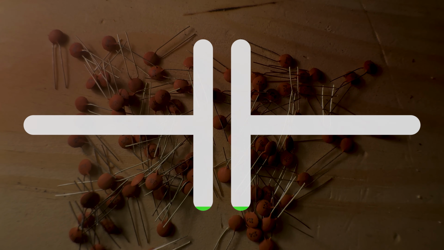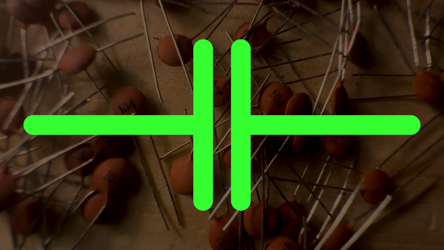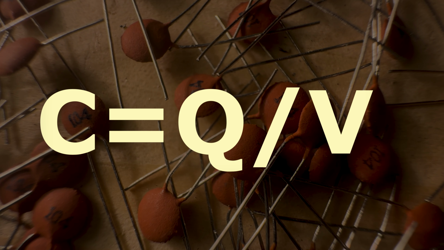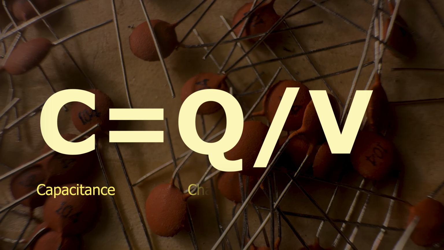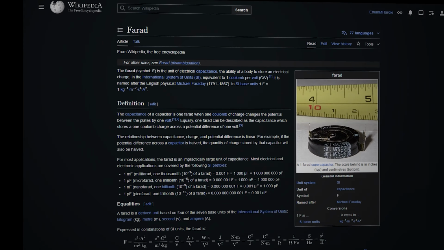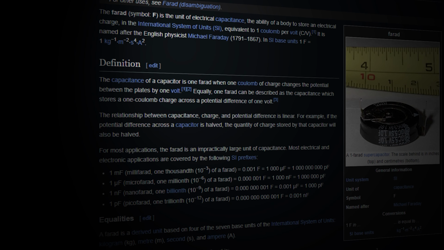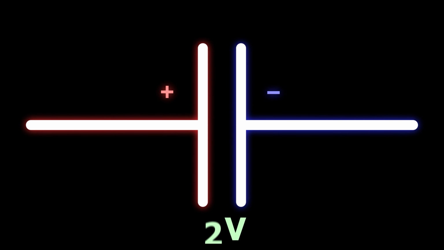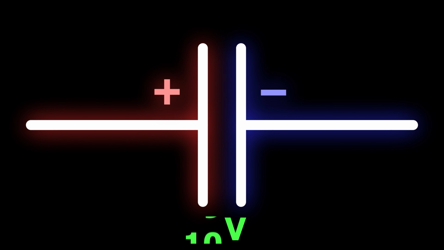The ability for any capacitor to hold charge is given by the equation C is equal to Q over V, where C is capacitance, Q is charge, and V is voltage. In other words, 1 farad is equivalent to 1 coulomb per volt. This denotes that for every volt gained, the capacitor receives enough potential difference to retain an additional coulomb of charge.